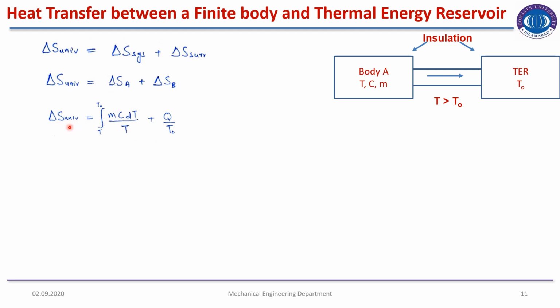So del S A is represented by an integration sign with a lower limit and an upper limit. T is the initial temperature of body A, so the lower limit is the initial temperature of body A, and T naught is the final temperature. Heat is moving, so the mass will acquire the temperature of the thermal energy reservoir, whereas the entropy change of the thermal energy reservoir is represented by Q by T. Here the temperature of the thermal energy reservoir is T naught, so it is Q by T naught.